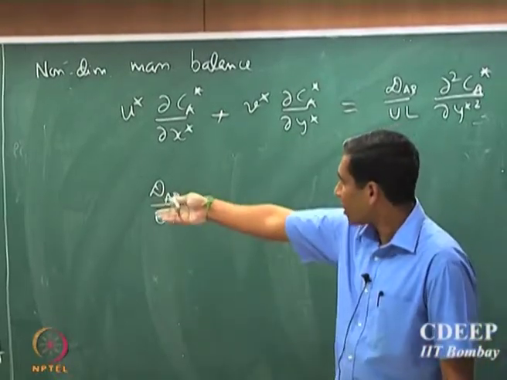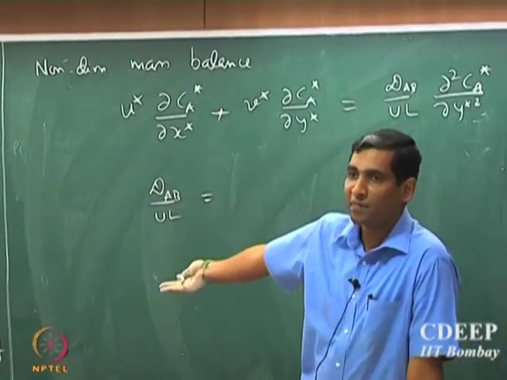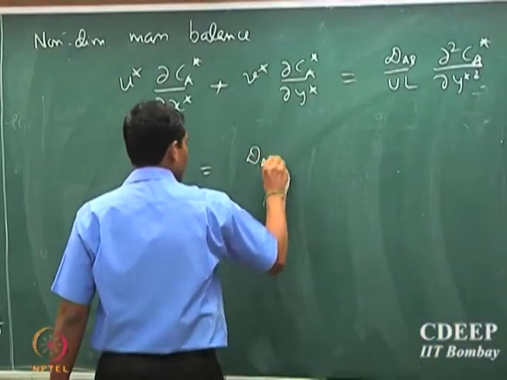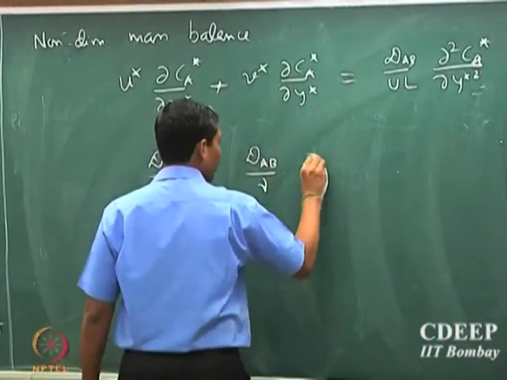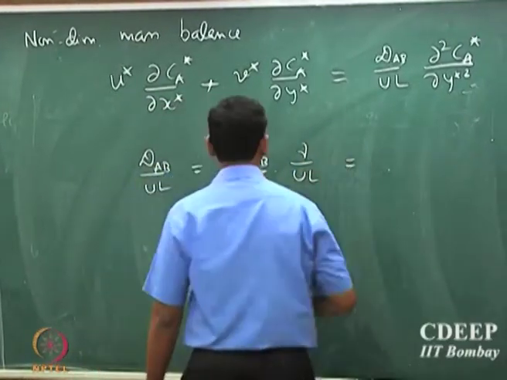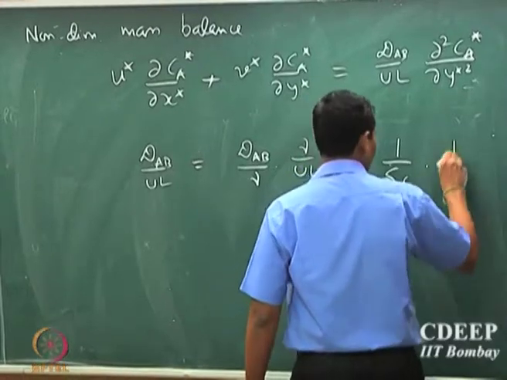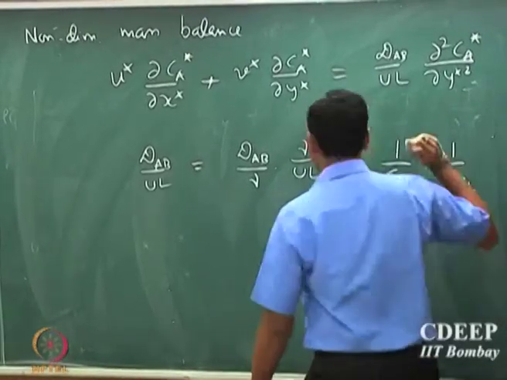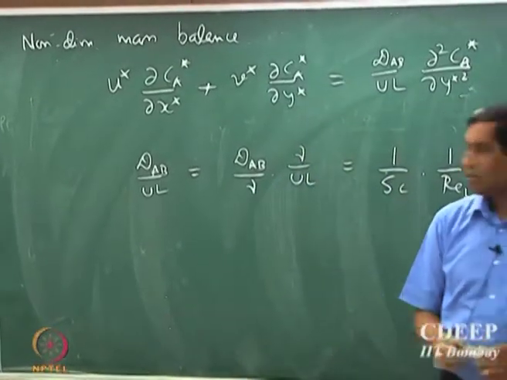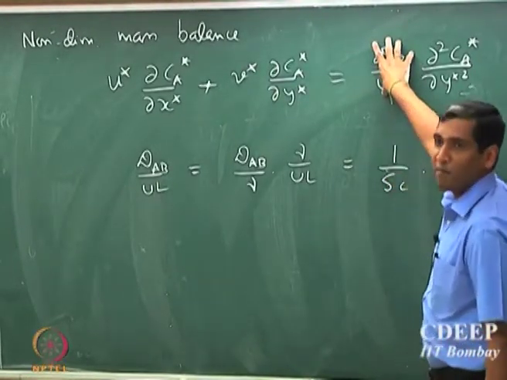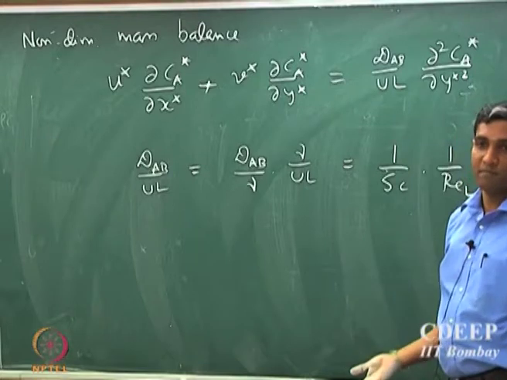So very similar to what we did here, we multiply and divide by the kinematic viscosity. So that will be dAB divided by nu into nu by UL. So that will be 1 by Schmidt number into 1 by Reynolds number. Okay. So this term here is 1 by Schmidt number into 1 by Reynolds number.